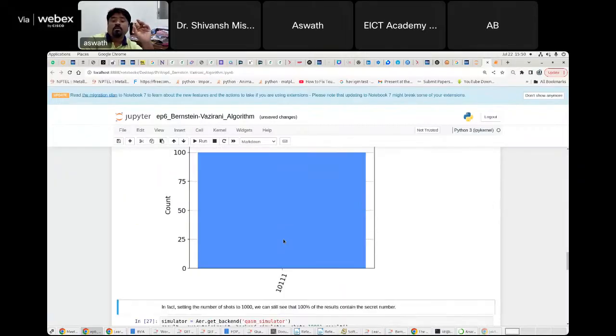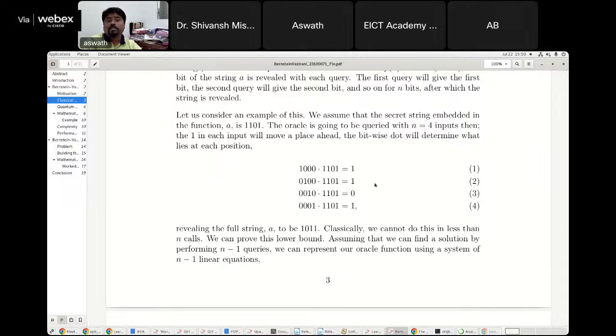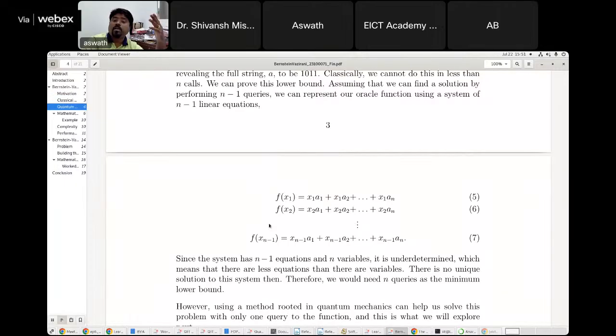If you want to run this with a classical algorithm, I have it for you. Let me show you. So how many queries? For example, for a 4-bit system you would need 4 iterations or 4 queries. If you have a 5-qubit system, you need 5 queries, because basically you are trying to solve algebraic equations of certain unknowns simultaneously.